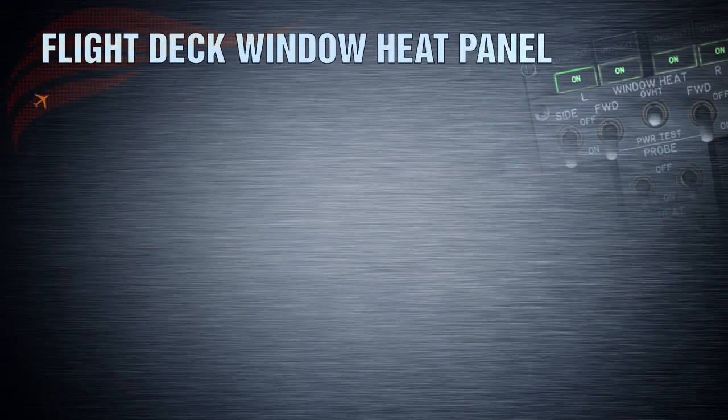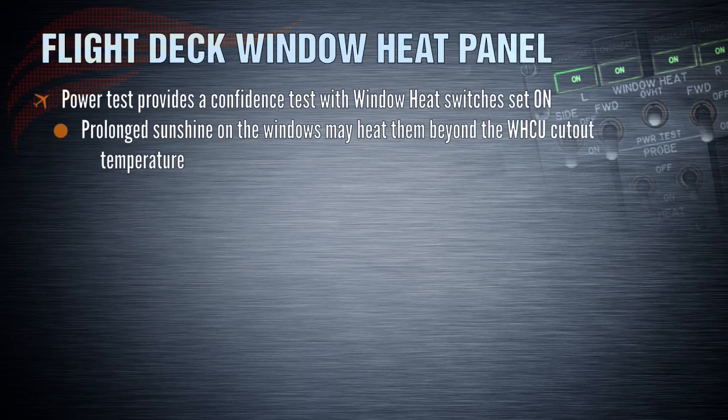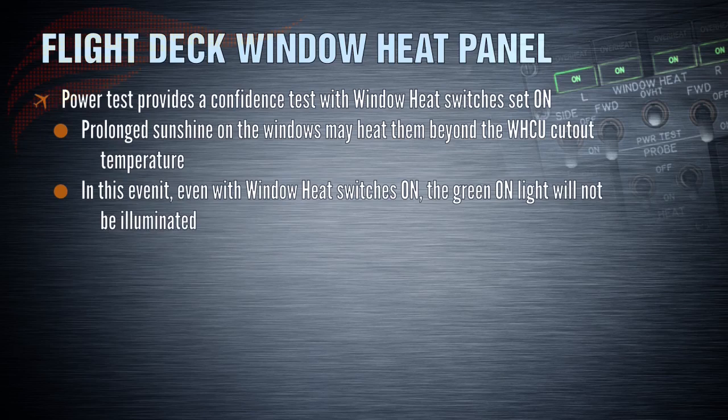The power test provides a confidence test with the window heat switches in the on position. Prolonged sunshine on the windows in high ambient temperatures may heat them to a point where the window heat control units cut out electrical heating automatically. In this event, even with the window heat switches selected on, the green on light will not be illuminated.